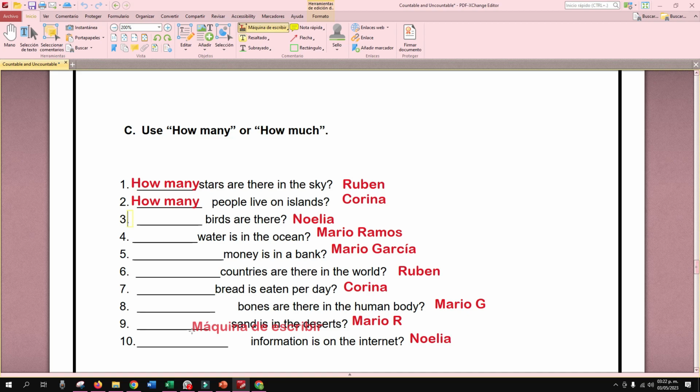How much? But here you have birds, right? So you can count it. You can say 1 bird, 2, 3 birds, right? So how many birds are there, right?